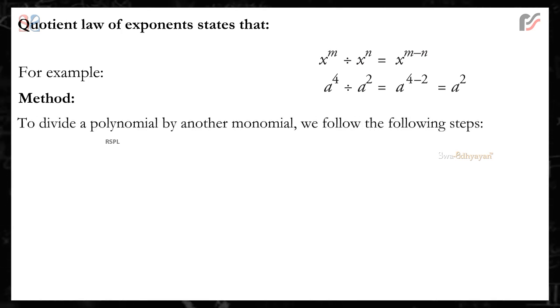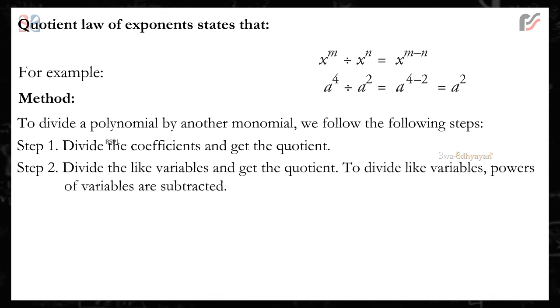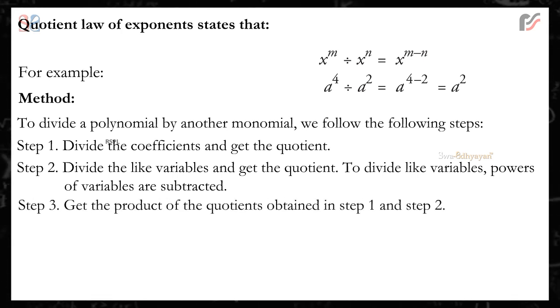Method: to divide a polynomial by a monomial, we follow the following steps. Step 1. Divide the coefficients and get the quotient. Step 2. Divide the like variables and get the quotient. To divide like variables, powers of variables are subtracted. Step 3. Get the product of the quotients obtained in step 1 and step 2.